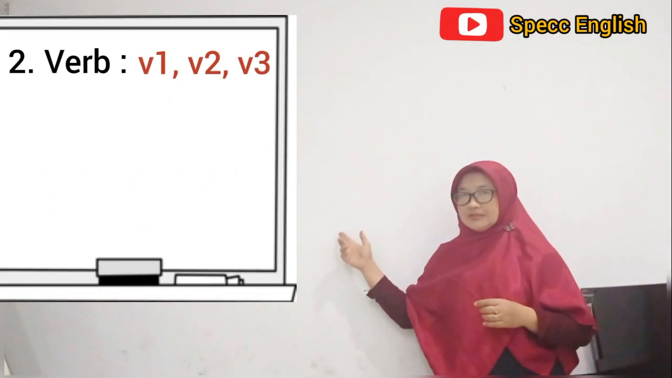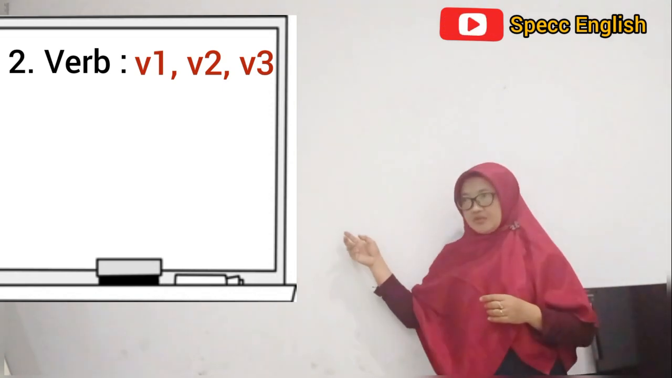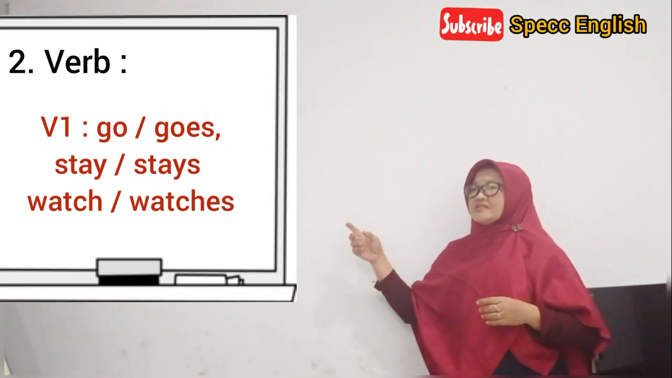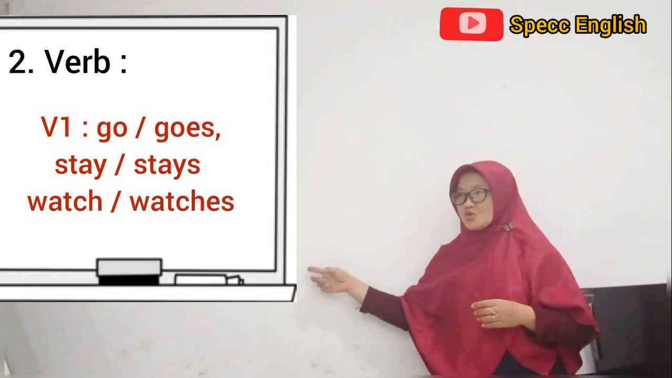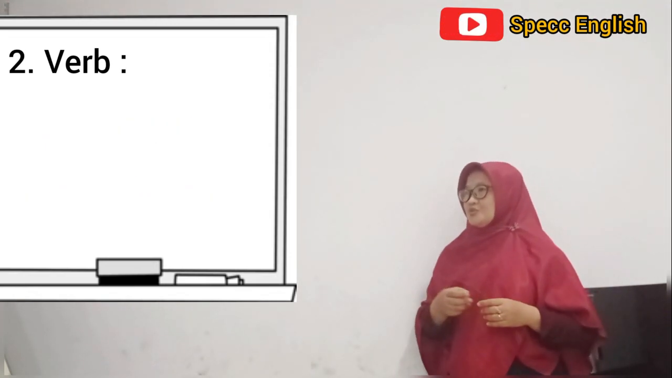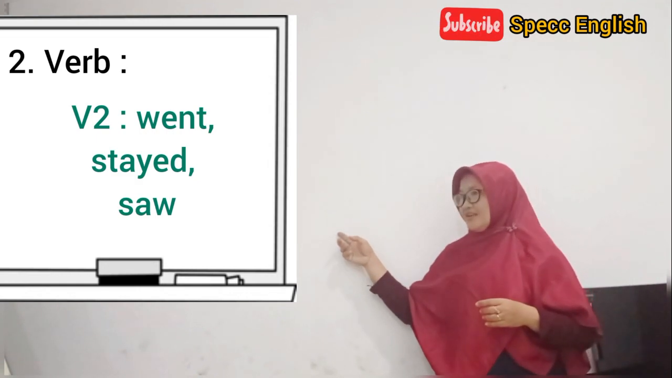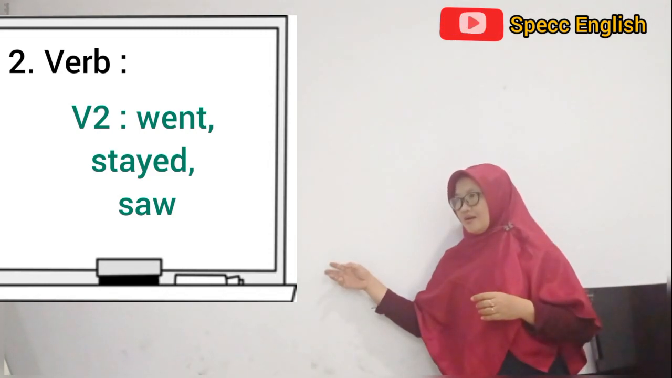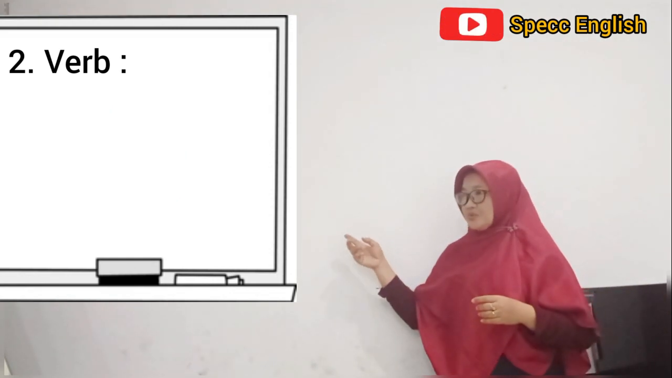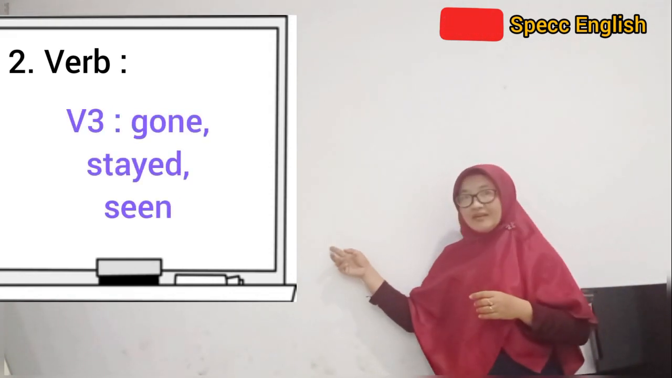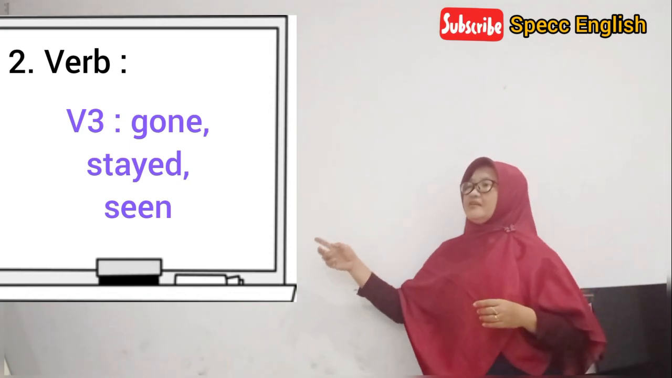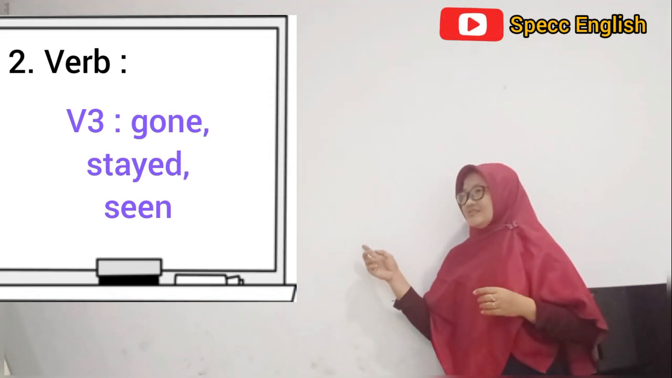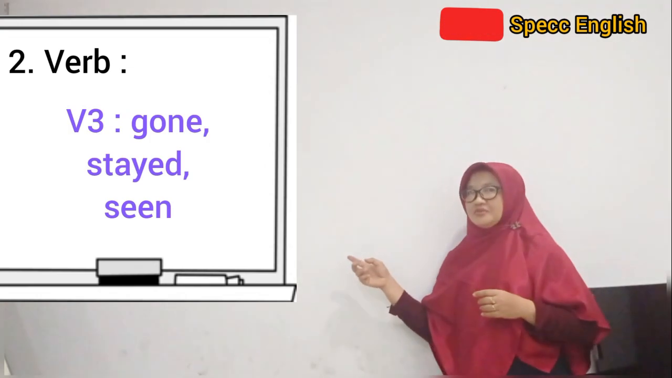It could be verb 1, verb 2, or maybe verb 3. Okay? Verb 1, for example, go, goes. Stay, stays. Watch, watches. And then in verb 2, for example, you have went. Okay? And then we have stayed. Okay? Saw. And then verb 3 also from the verb go: went, and then we have gone. And then verb 3 also, from the word stay, is still the same, stayed, like in verb 2.